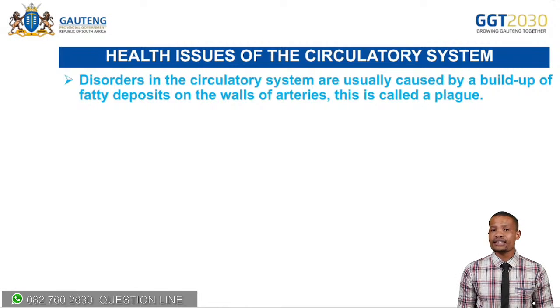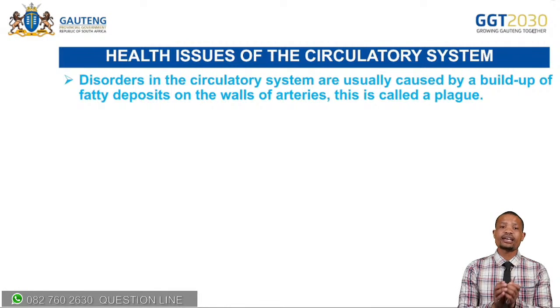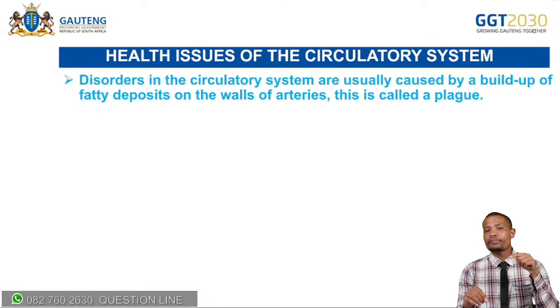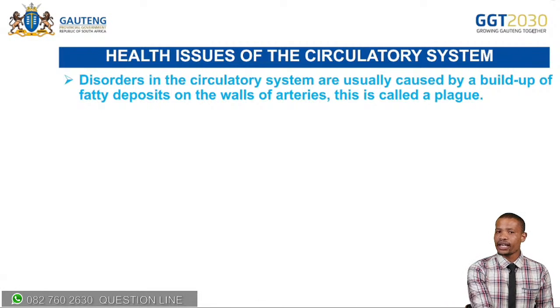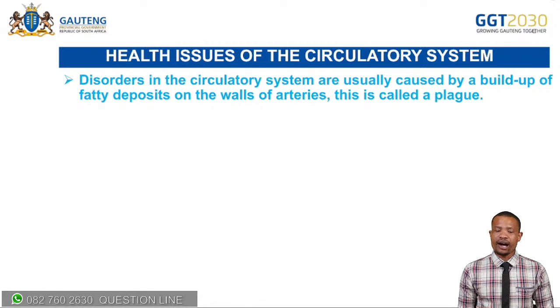So the arteries, remember, they carry oxygenated blood to the rest of the body from the heart. So what do we need there? We need these arteries to have enough opening so that it's easy for the blood to flow from point A to the target cells. So now if there are fatty deposits that are building up on the walls of these arteries, it makes it difficult for the blood to flow.